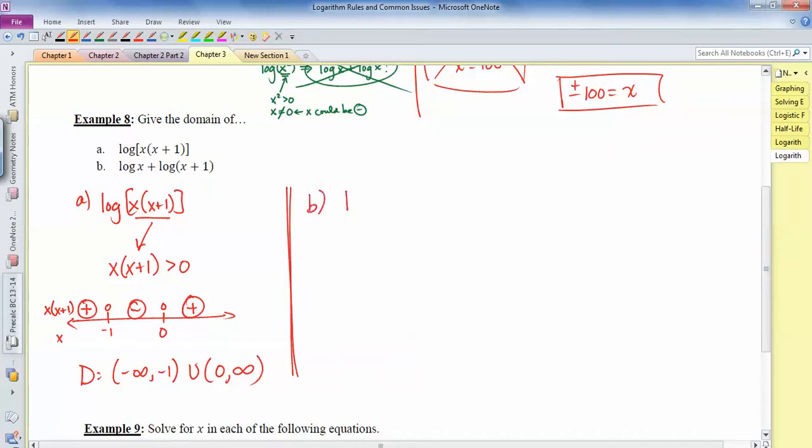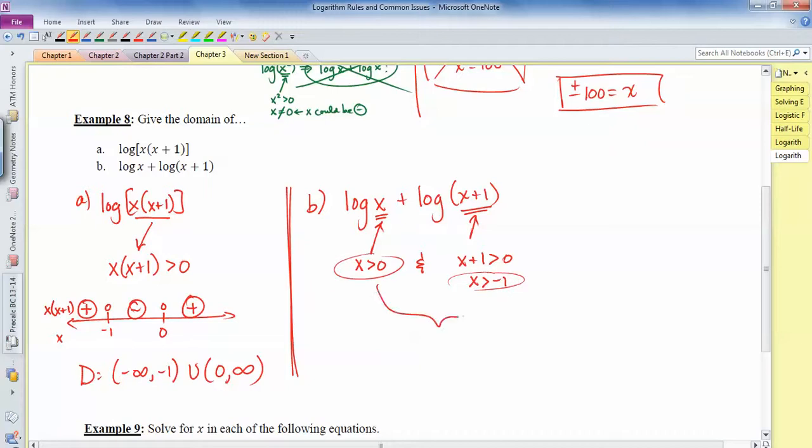Part B, I've got log x plus log of x plus 1. And I need to check what the domain of this is. Well, I know that for the first term, x has to be greater than 0, and for the second term, x plus 1 has to be greater than 0, which means x has to be greater than negative 1. And I need both of these to be true. So if x has to be greater than negative 1 and x has to be greater than 0, you can sum that up just by saying x has to be greater than 0. So that would be 0 to infinity if you like interval notation better.